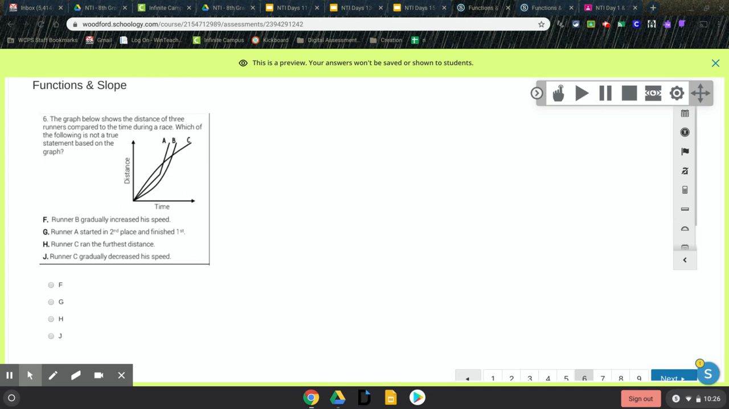The graph below shows the distance of 3 runners compared to the time during a race. Which of the following is not a true statement? So this is going to be kind of our distance versus time graphs. And you got all these different runners here. So did runner B gradually increase their speed? Did runner A start in second place? Or did they, and then finish first? Did runner C run the furthest distance? Remember about distance when it comes to these. And runner C gradually increased their speed. So figure out which one of those.